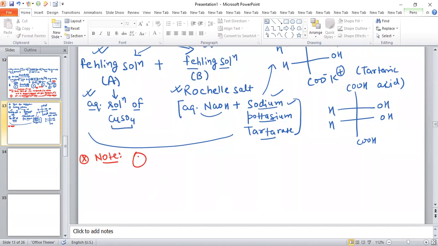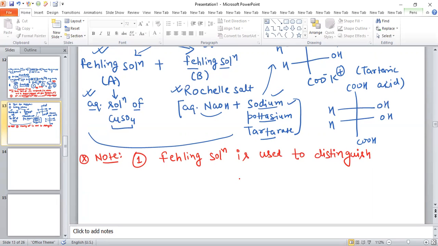So I'm going to write about it. The first point is: Fehling's solution is used to distinguish between aldehyde and ketone. So basically Fehling's solution is used to distinguish between aldehyde and ketone.